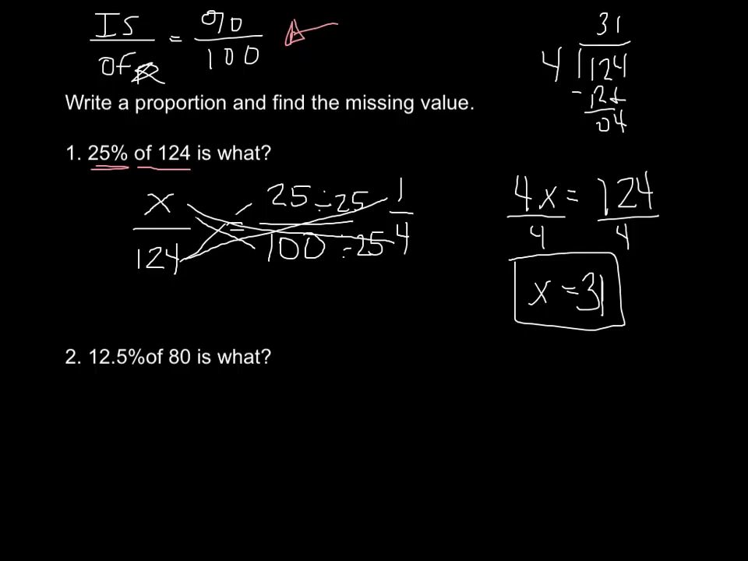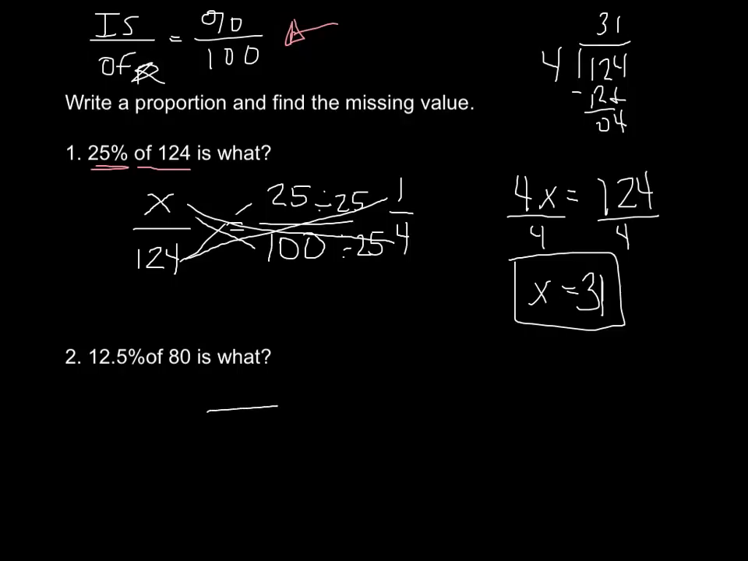So if you were buying something that was $124 and you wanted to find what 25% of it was because it was 75% off, then you would only be paying $31. That's a pretty good deal. Okay, let's try another one.